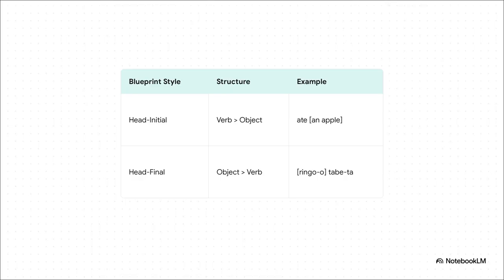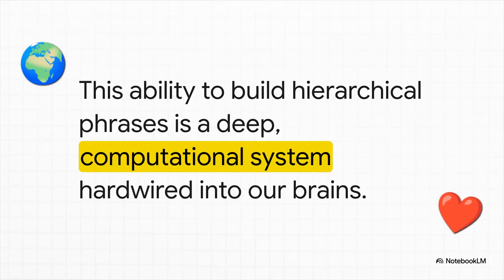And get this, while the blueprint itself is universal, the layout can change. English is head initial. That means our team captain, the verb ate, comes before its object. But in a language like Japanese, it's the opposite. It's head final. The object, ringo, or apple, comes before its captain, tabeta, or ate. Same deep structure, just a different floor plan. And that's the whole point.